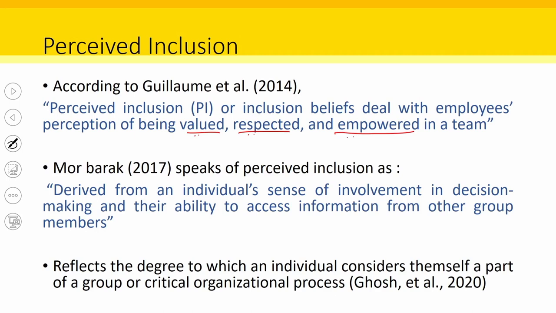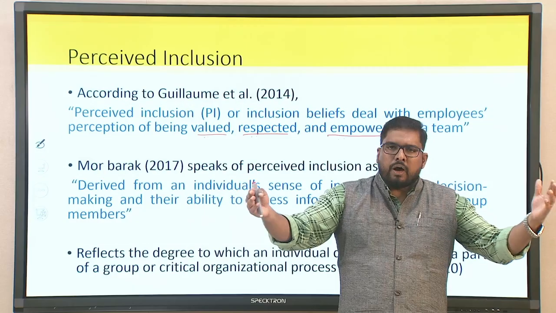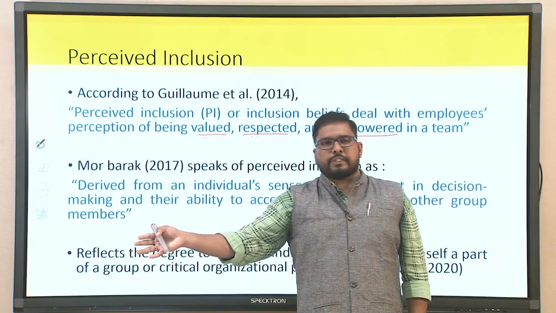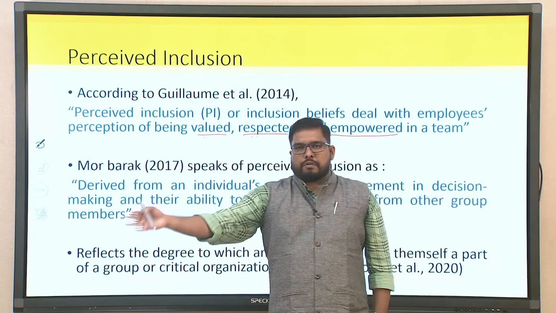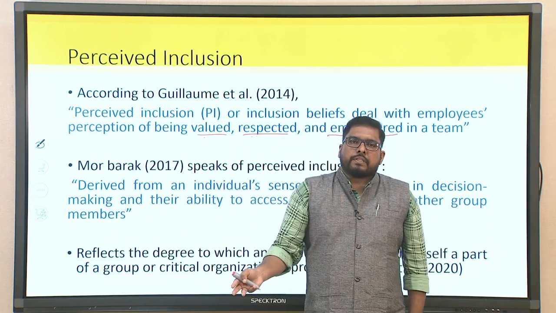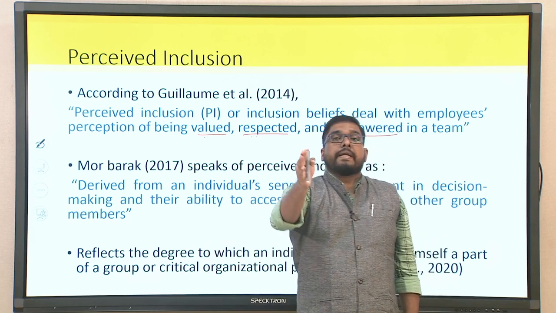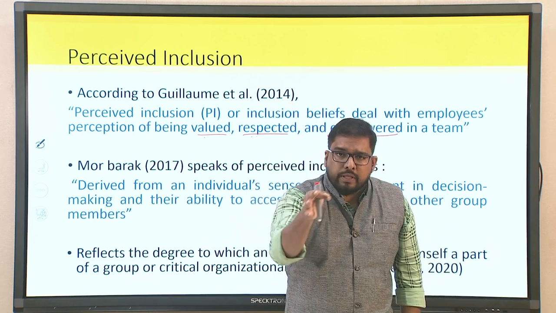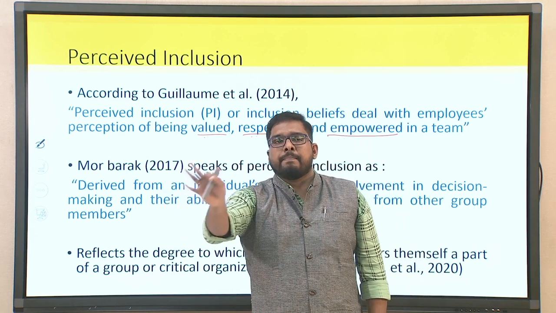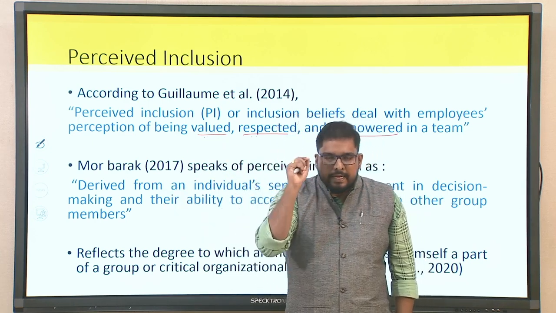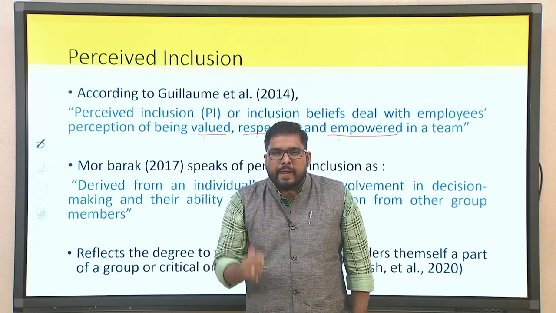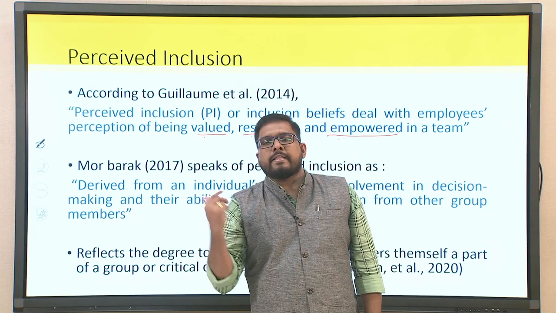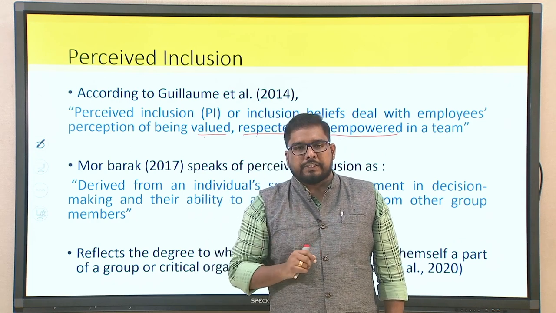So this is what inclusion is. Now, the higher management could be claiming that there is a lot of diversity within the organization, so there are people from different walks of life. We are rich in terms of diversity. That said, the discussion might end there. But if you go to the real picture, you will see that though diversity exists on paper, inclusion has not happened. Perceived inclusion is when people are actually valued within the organization, respected, and empowered in the particular team.